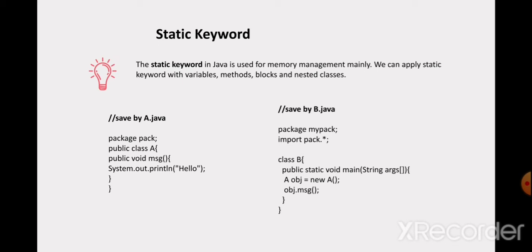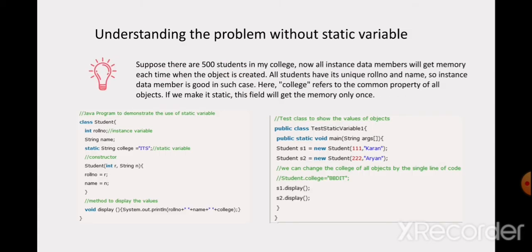Okay, so here in this example you see that we have a package in the A.java program, and we actually saw this example before. Okay, fine. So next we would like to understand what the problems are without the static variable. I want to share a scenario with you: there are 500 students in a college, and all the members will get memory each time an object is created. Okay, fine.